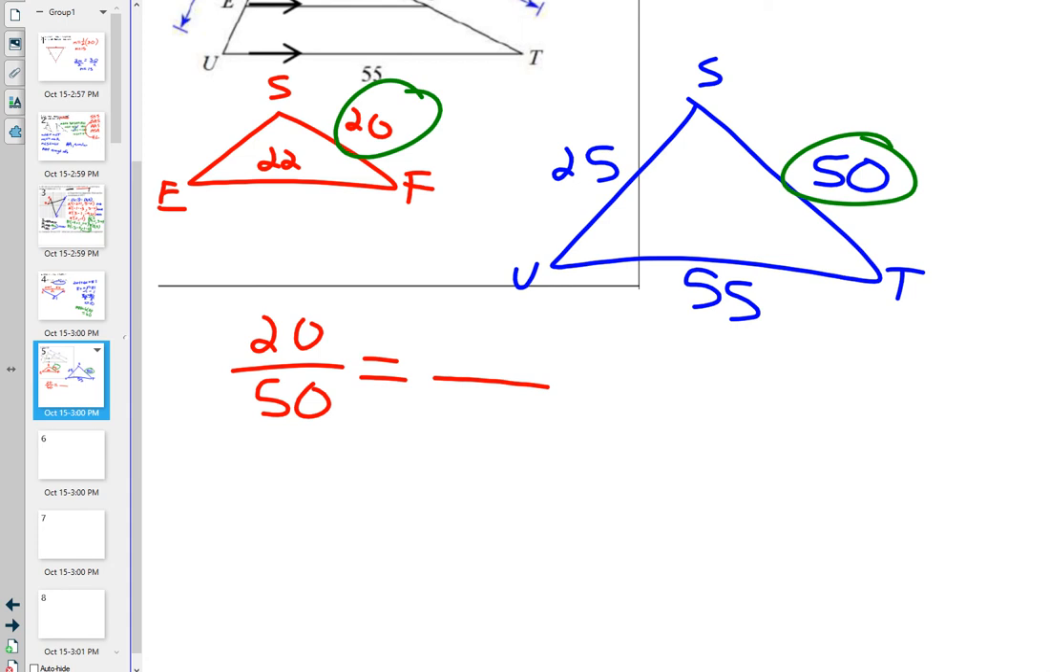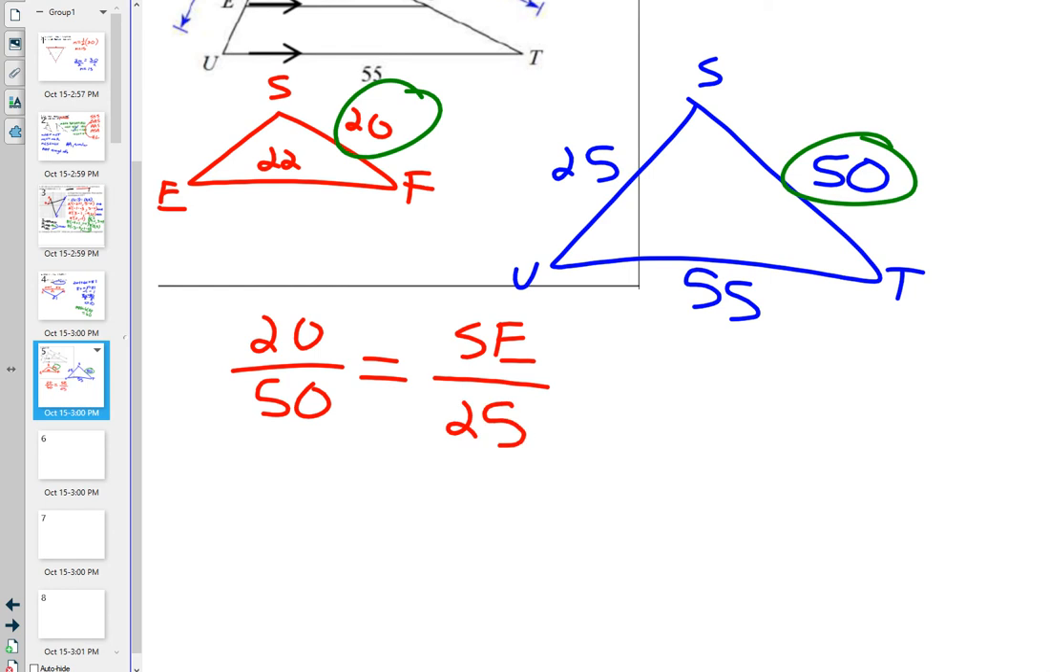SE is part of the little one. So I need to make sure that the SE is lined up with the other measurement that came from the same triangle. So I'm going to put the SE on top. If the SE would have been part of the bigger triangle, I'd put it on the bottom. I want to make sure it's lined up. Now, which side corresponds to SE? SU, and how long is SU? 25. That would be the new part.